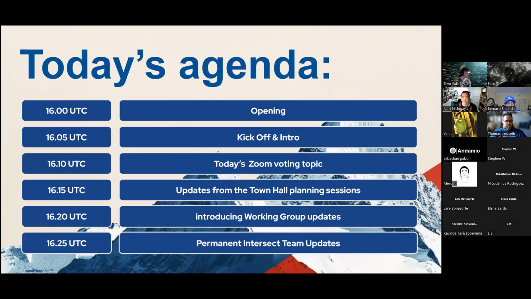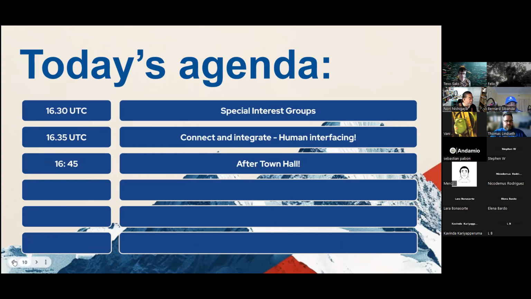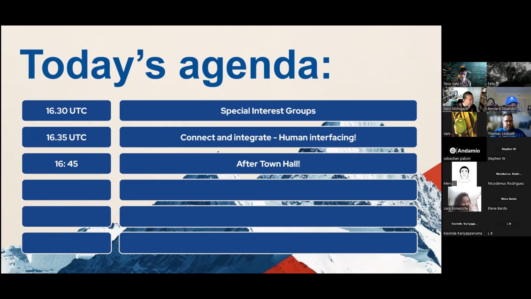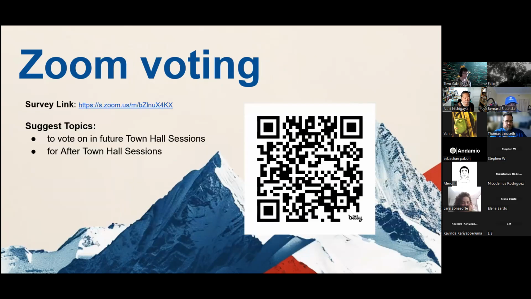Let's have a look at today's agenda. Well, we've just done the opening, we've just done the kickoff and intro, and in a minute we're going to go to talking about Zoom voting topics, which is an idea that came up in the planning sessions, something that people felt would be quite cool to do. So we're going to introduce that. Then we're going to do some updates from the town hall planning sessions. And then we're going to introduce working group updates, which is a slot that we'd like to have in town halls on the regular. Then there's a couple of updates from the permanent Intersect team. Then there's something from special interest groups. And then we have a little fun idea that we came up with, which we're calling human interfacing. So let's see how that goes. And then we're on to after town hall. So yeah, Zoom voting, over to you, Tevon.